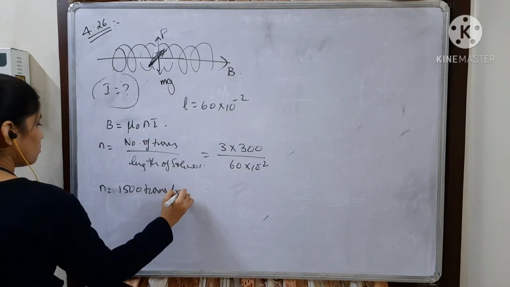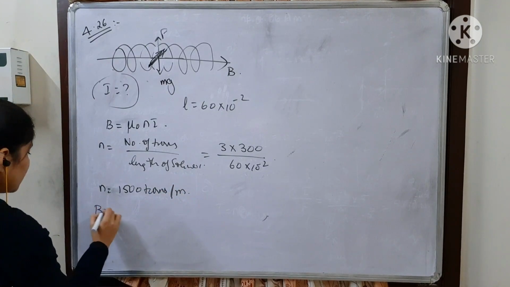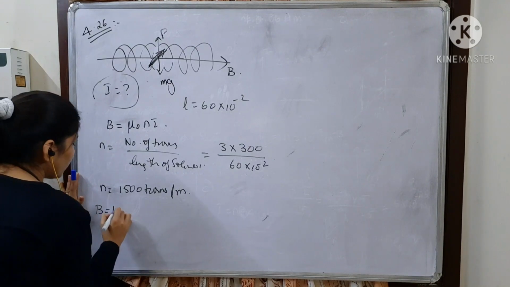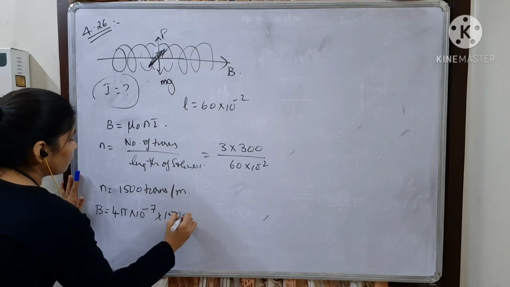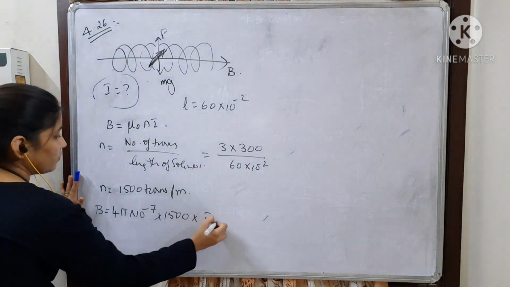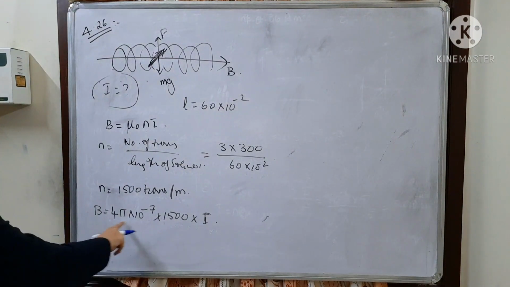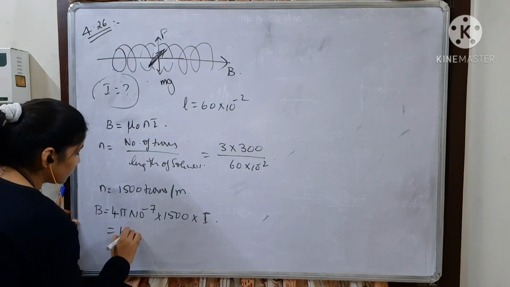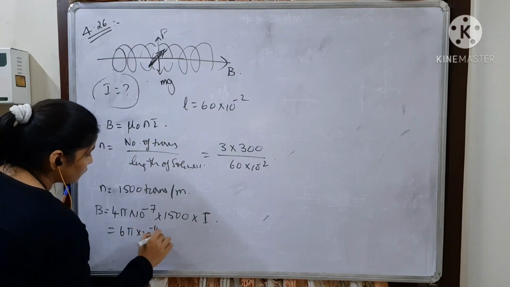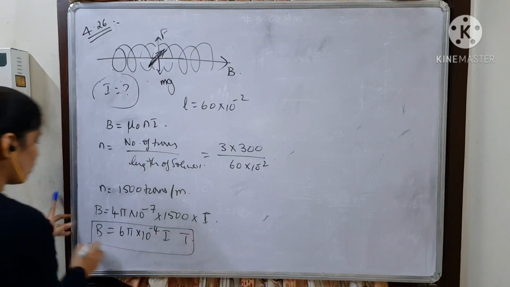Turns per meter. And the magnetic field is mu naught into n into I. So 4 pi into 10 power minus 7 into n is 1500 into I. So this 4 into 50 is 60. So you will have in the end 6 pi into 10 power minus 4 into I Tesla. We don't know what is I.